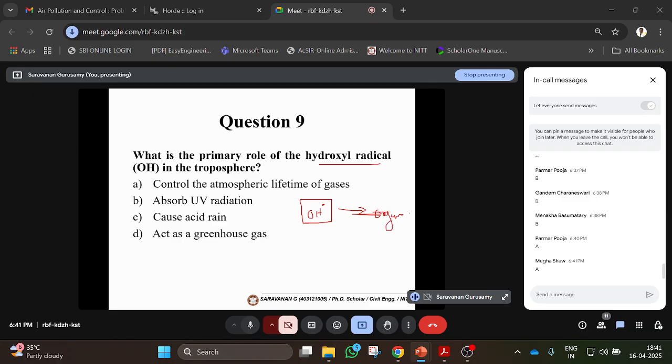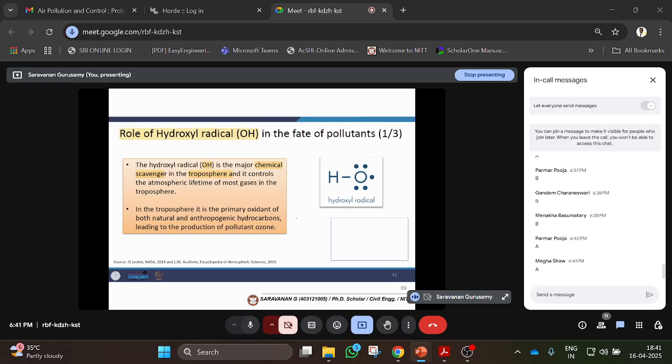Whenever there is an OH radical in the atmosphere, that will control the atmospheric lifetime of gases, because this radical has a huge energy that can destroy lots of organic matter. That's why we are using advanced oxidation treatment. We are using these OH radicals. So it will control the atmospheric lifetime of gases.